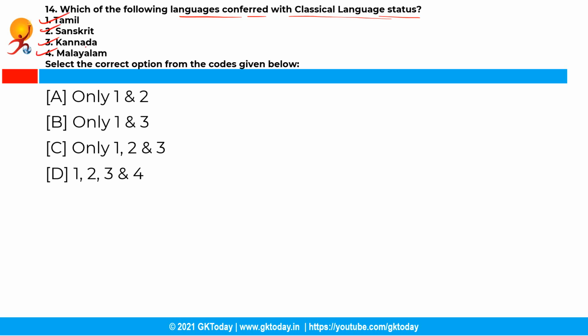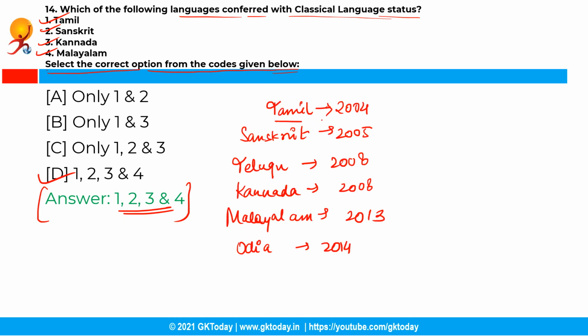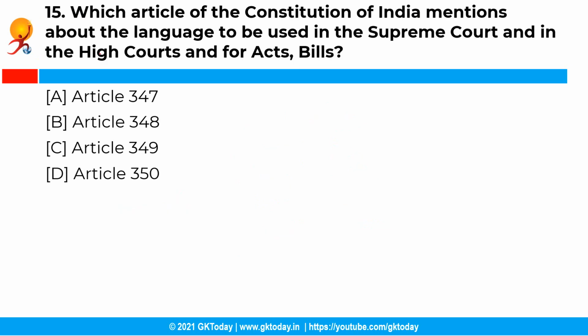Tamil, Sanskrit, Kannada, Malayalam. So you have to select the correct options from the codes given below, and the correct answer is option D, that is all of the above. 1, 2, 3 and 4 are correct. So 6 languages have been conferred classical language status in India. These are Tamil, conferred in the year 2004, Sanskrit in the year 2005, Telugu in the year 2008, Kannada in the year 2008, Malayalam in the year 2013 and Oriya in the year 2014.